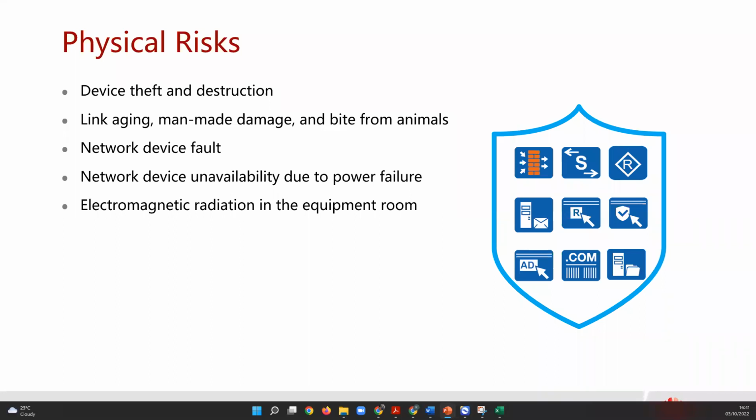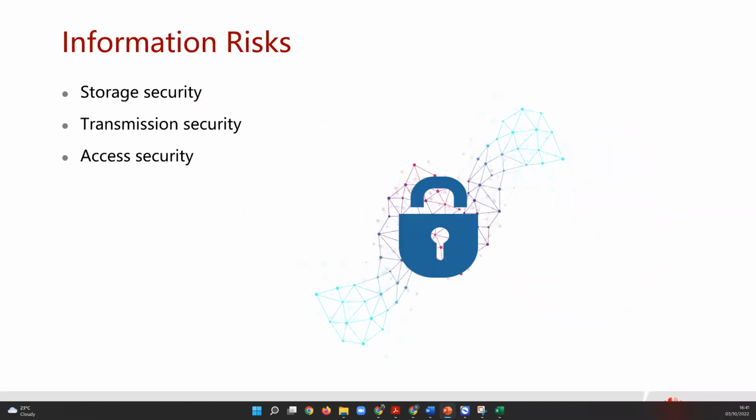So there are some physical risks that come into play. You've watched a number of movies where people just go there and plug in some flash disks. So some of those things come into play. Do you disable the ports, and so on and so on? Then also electromagnetic radiation can cause issues with magnetic disks. Power failure, yes, all these come into play.